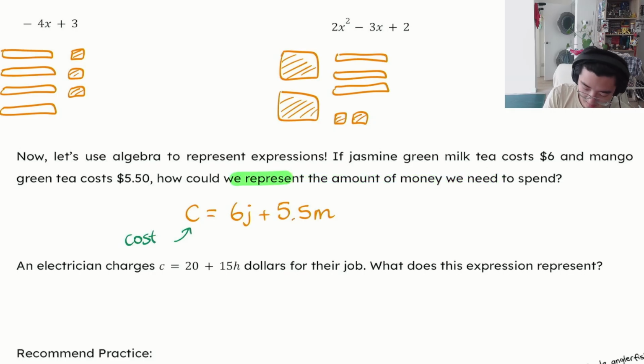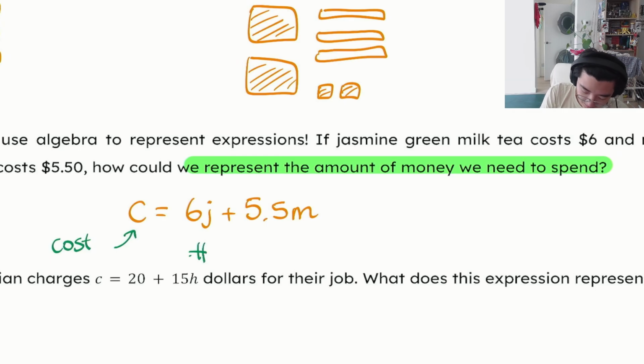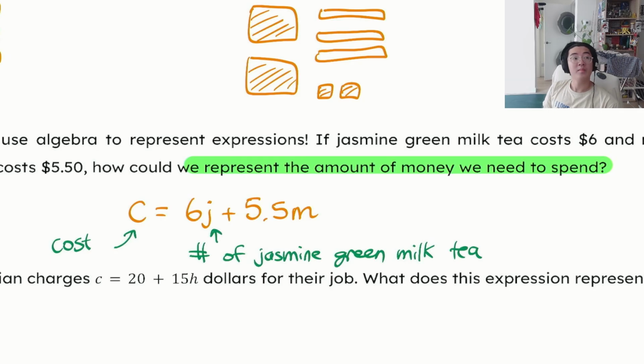Oops, I missed that. The amount of money we need to spend. So that's our cost. And next, the J here is number of jasmine green milk tea. And the M stands for number of mango green tea.